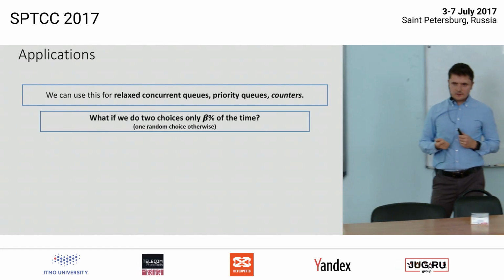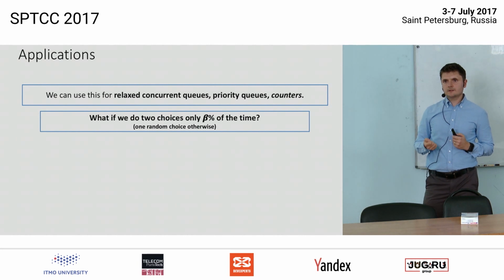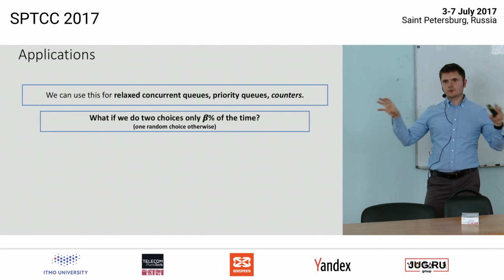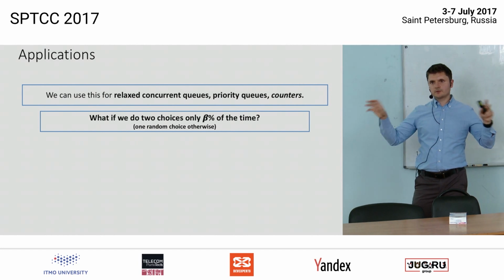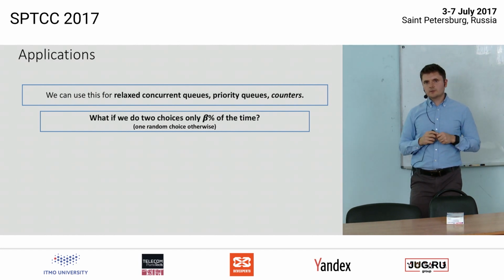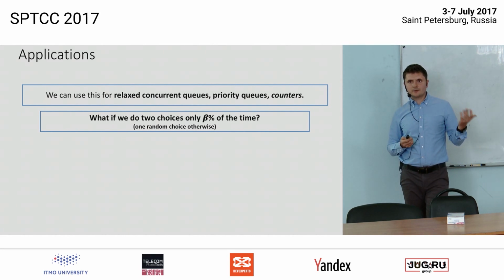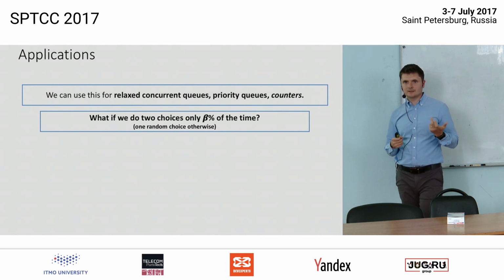One thing that's kind of interesting with this is that you could ask what happens if you actually do less than 2 choices on average. So imagine that whenever I do a delete min, I flip a coin first, and with probability 1/2, I just remove from my own queue, and otherwise I do the 2-choice process. I pick 2 queues at random and remove from either of them. Okay. So then the question is, does this still work? Basically, on average, this does 3/2 random accesses instead of 2.